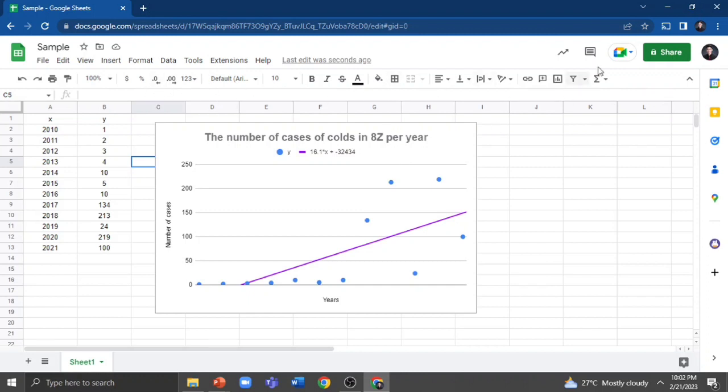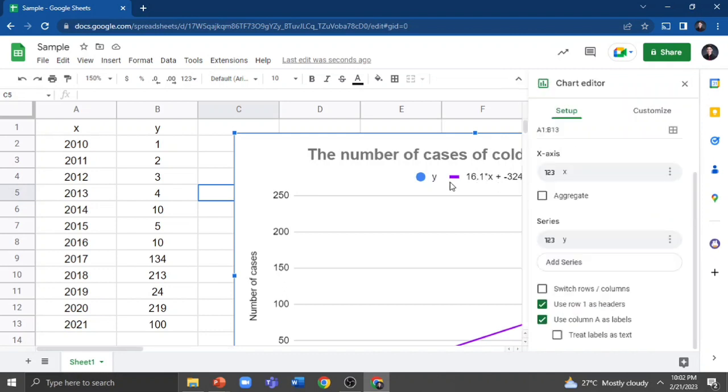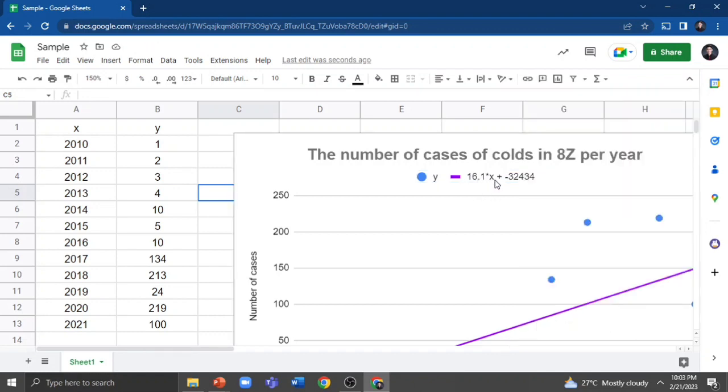Let me just zoom in a little so that everybody can see our equation of the line. As you can notice, the way the equation is written is not perfect. The equation is y equals 16.1 asterisk x plus negative 32434. Now this is where you put in play what you have learned with our lessons. How do you write this properly?